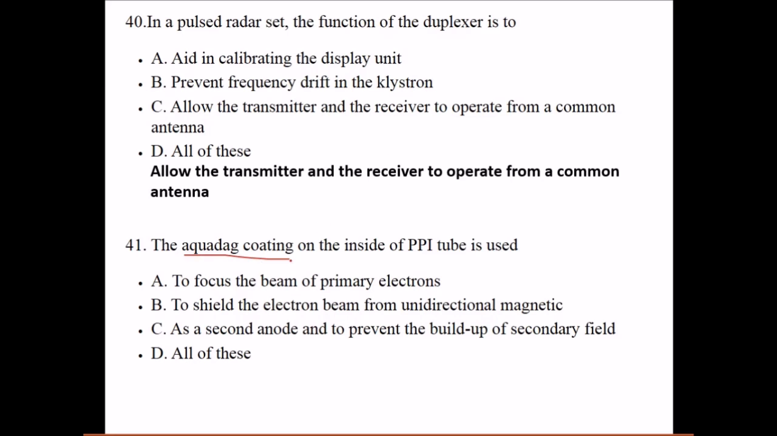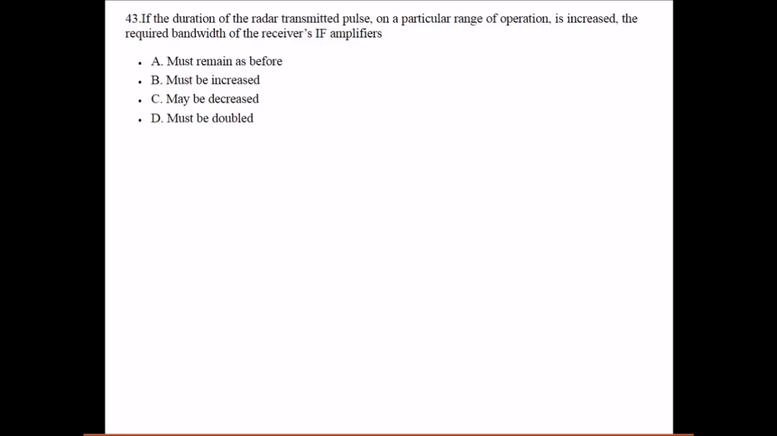So, the Aquadag coating on the inside of the PPI tube acts as a second anode and prevents the build-up of secondary emission. If the duration of the radar transmitted pulse on a particular range of operation is increased, the required bandwidth of the receiver's IF amplifiers may be decreased, right?